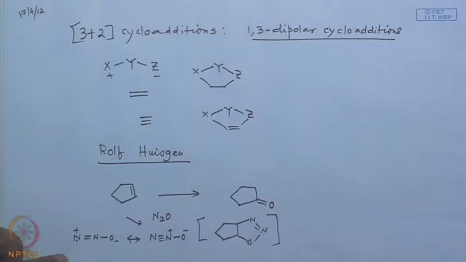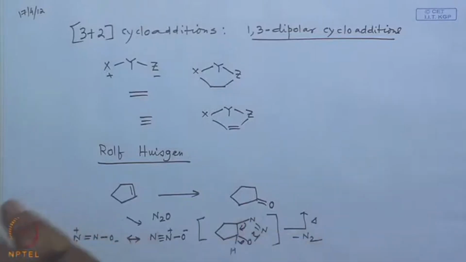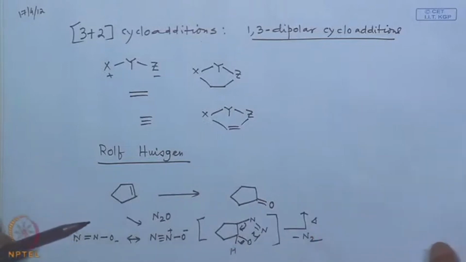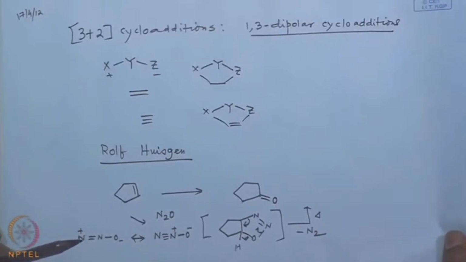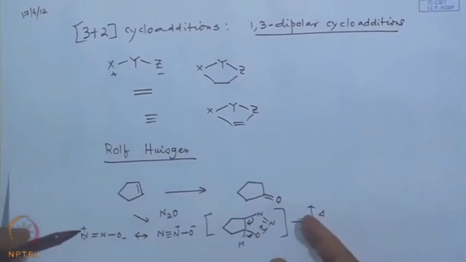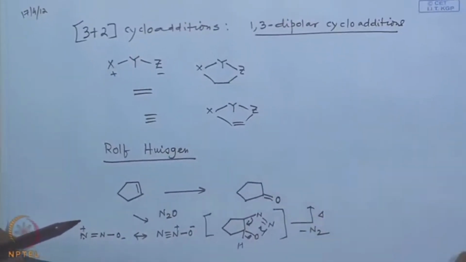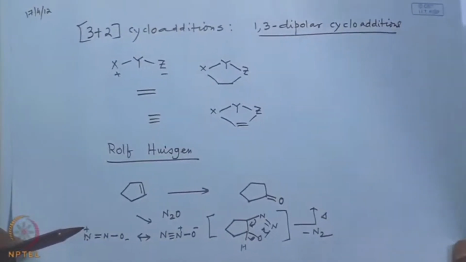And what next? The next is just simply heating. Heating is good enough. That would rearrange, or that will shift the hydrogen. Eventually, with the loss of nitrogen, you can get the cyclopentanone. That was one of the earliest reactions, and I don't know whether this is now being used in industry or not, but this is just an example to tell you that cycloaddition reactions could be very powerful.